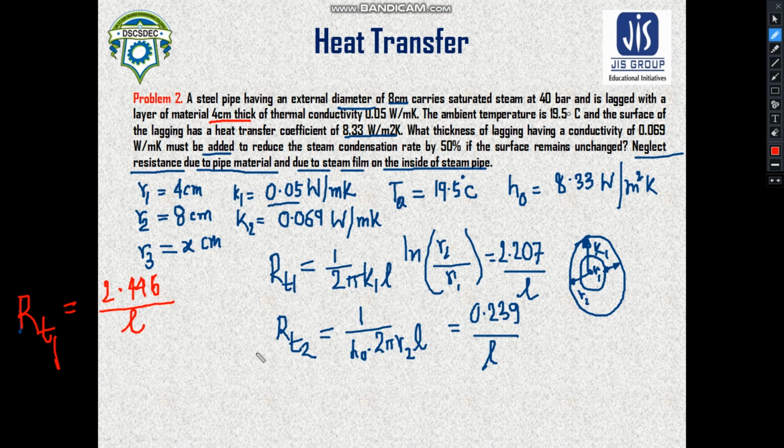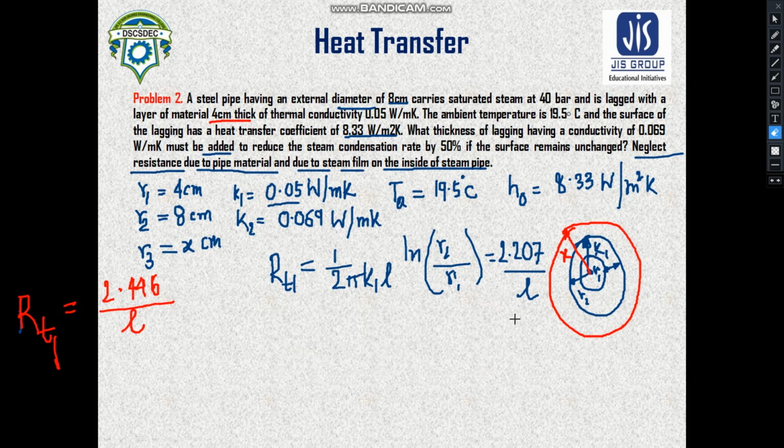Now let us move on to the third case, where you need to calculate the thermal resistances when an extra layer of x centimeter has been provided here. This is the x centimeter thick insulation layer which is being provided in the second case. In that case, it is again simple to understand that there will be two separate conductive thermal resistances and a convective thermal resistance.